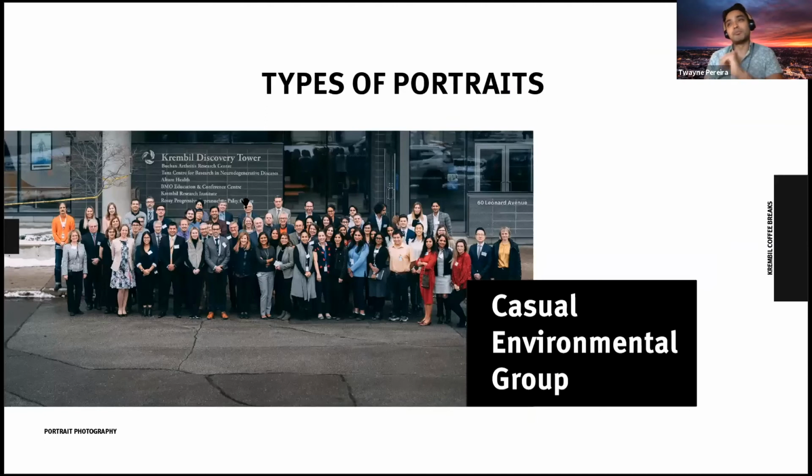Quick word about types of portraits. So you have casual portraits, environmental portraits, and group portraits. This is, I guess, a group shot, a group portrait. The distinction is a bit blurred, but this is from an arthritis conference. I'm not sure, but this looks like about 100 people. I know some people's faces can't be seen, but it really shows everybody as part of this group, and I think it's a really great group portrait.